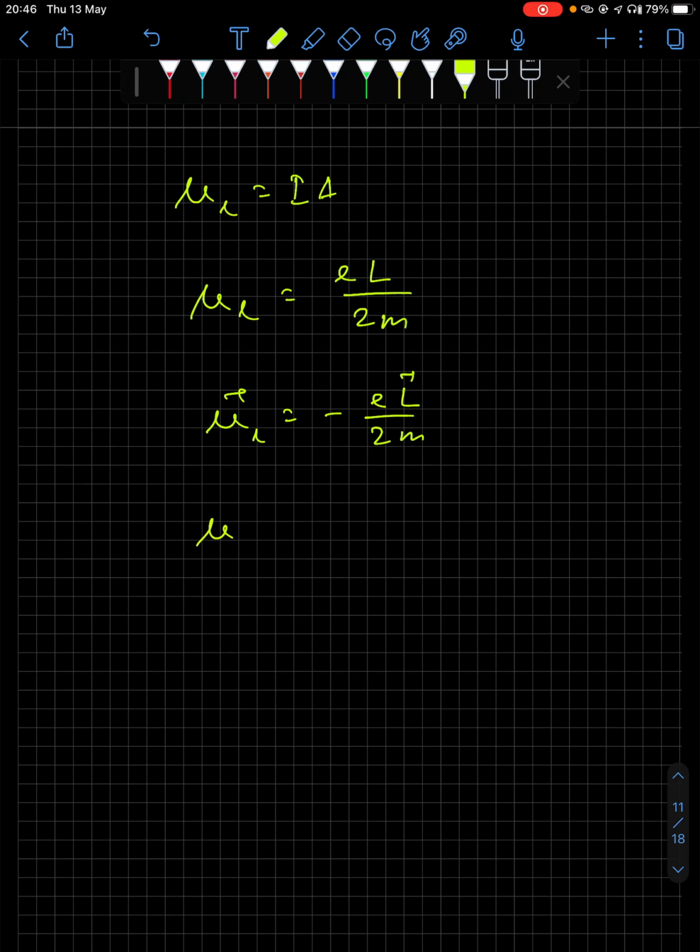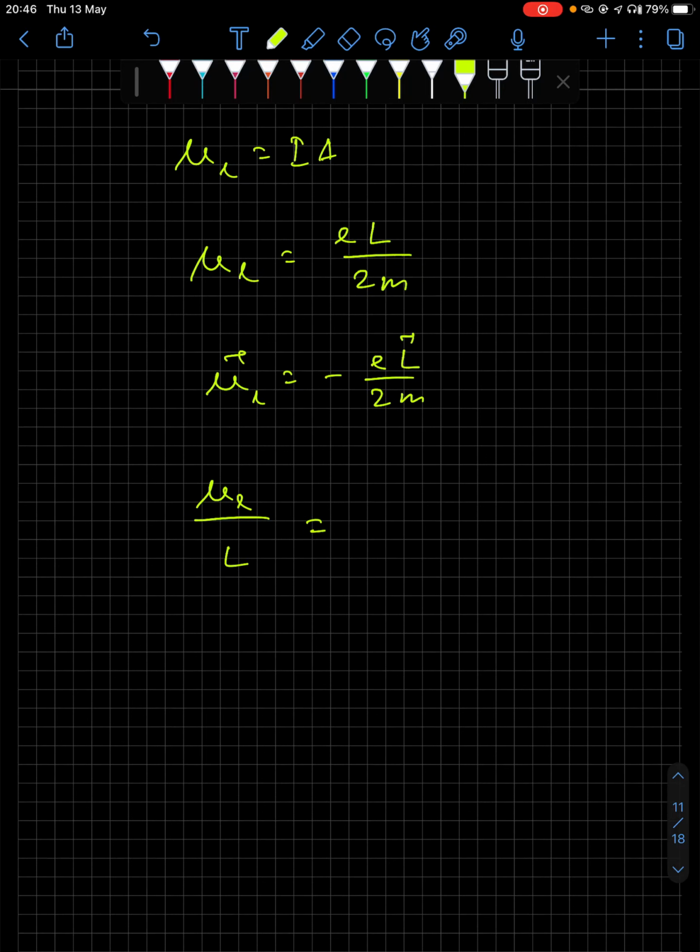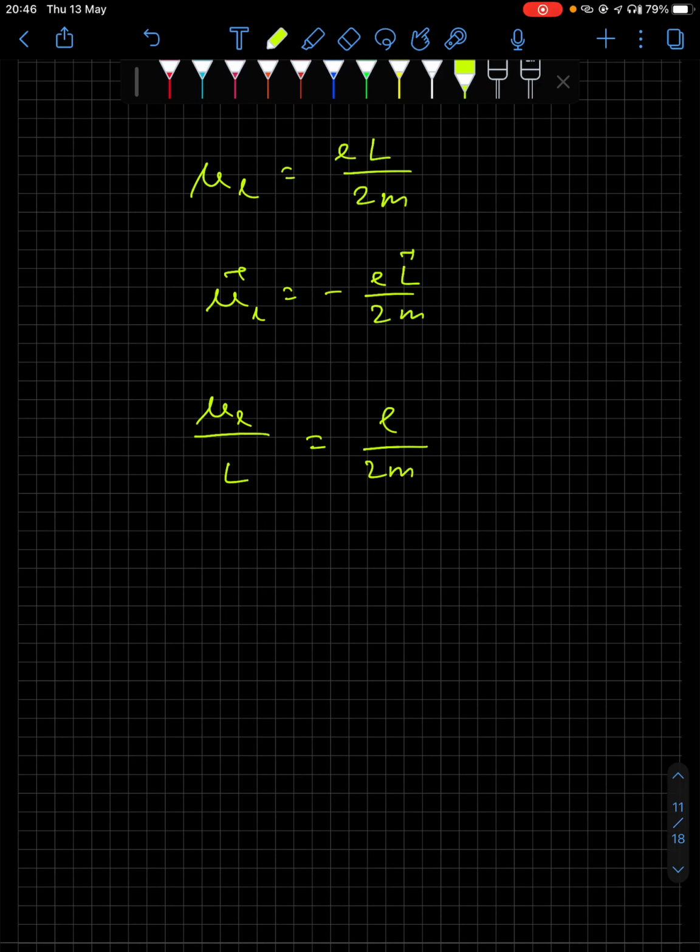Now, the ratio of orbital magnetic moment and the angular momentum, that is mu L by L, is called the gyromagnetic ratio. This is also called the gyromagnetic constant. So this ratio comes out to be e by twice m, where m is the mass of the electron and e is the charge of the electron. Once you put in the values and do the calculations, you'll find this has to be verified. Okay, you have to verify these values.